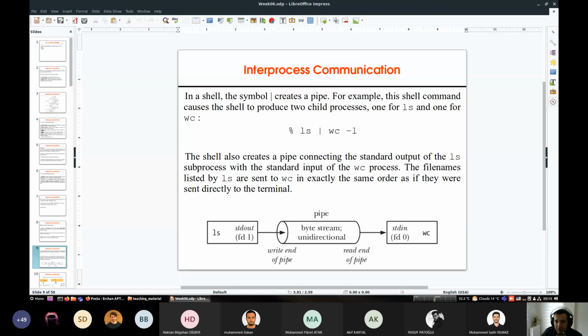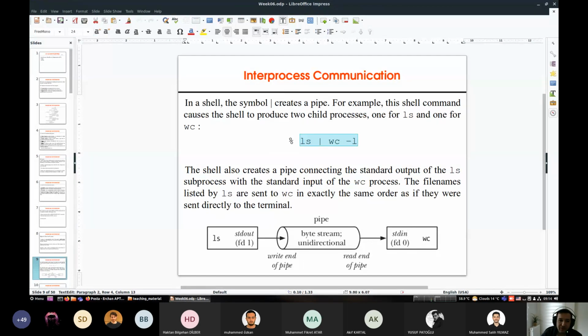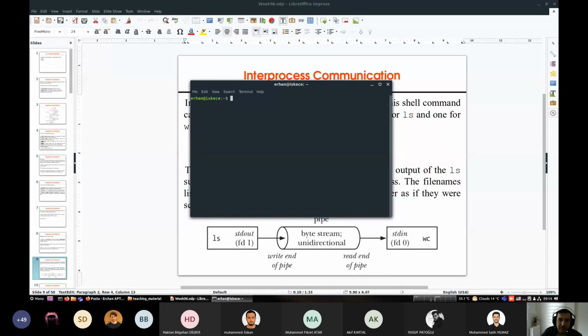So ls will give you the current directory listing, and the word count command will count the number of lines there. So it will give you the number of lines. So for instance, if I take this, it tells me that there are 15 lines of output.